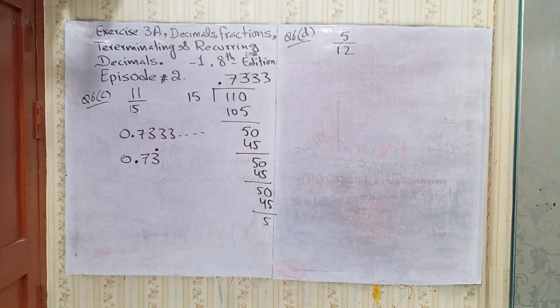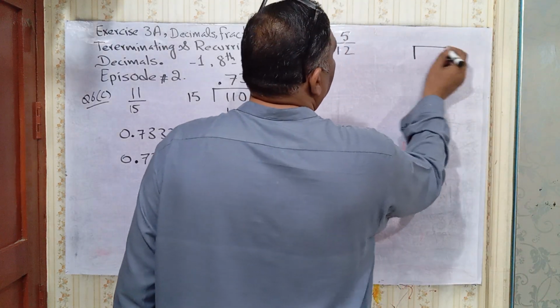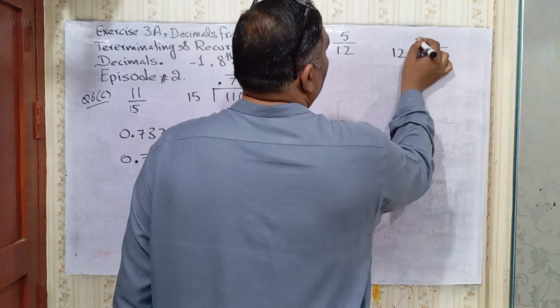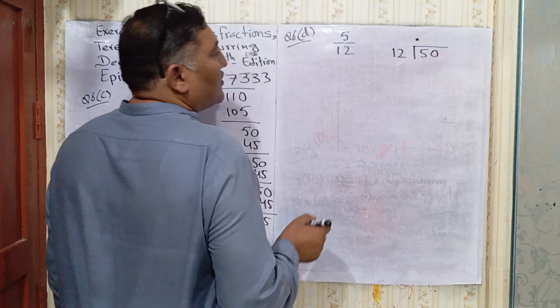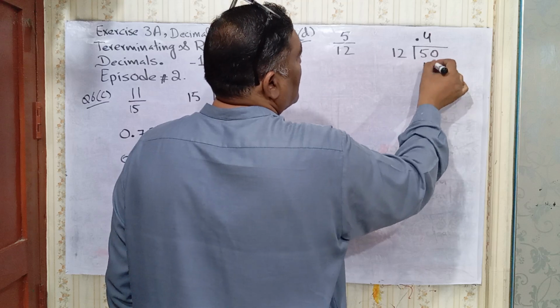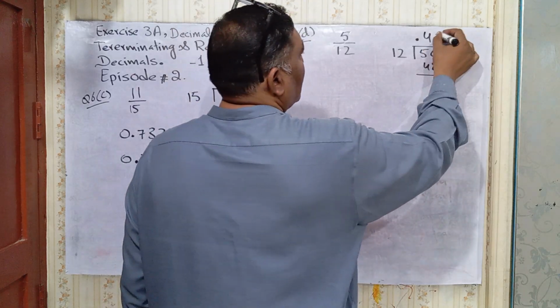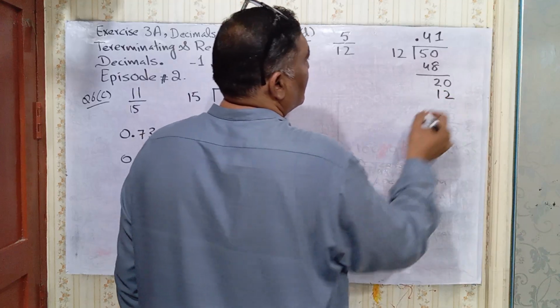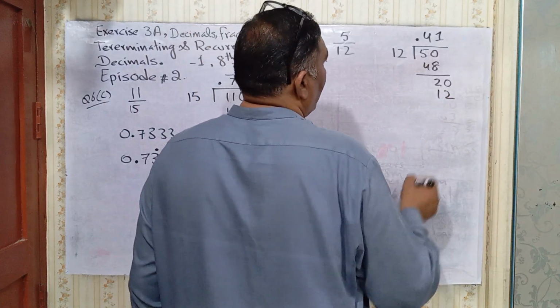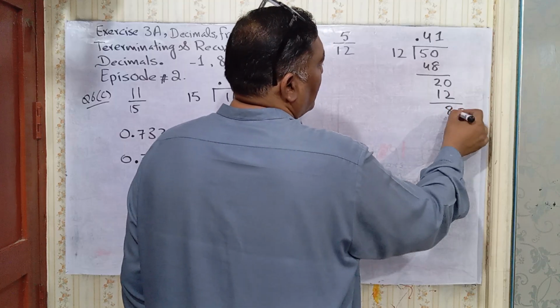So what I will do, you see, what I will do. I will divide it 5 and 12. So put a point here, put a 0 here. So 12 fours are 48. Left with the 2, put a 0 here. So 12 ones are 12. So you will have how much left? 8. Put a 0.